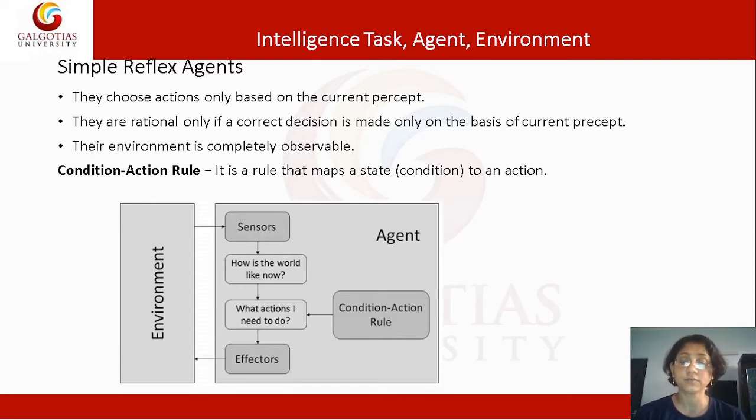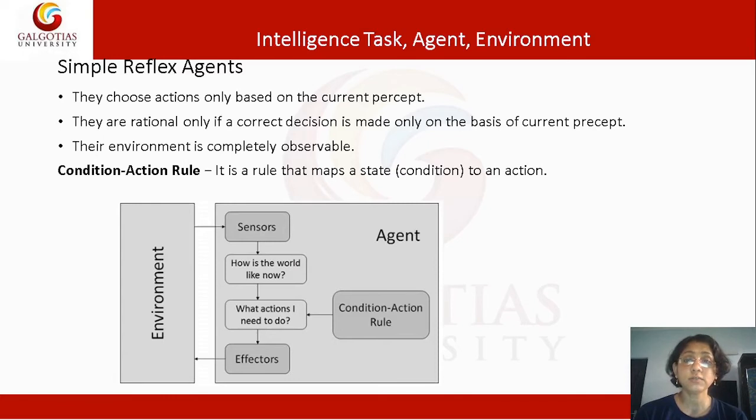Now, there are different kinds of agents that have been demonstrated. This is one of the agents, of course, and we'll be discussing multiple agents. This agent is considered a simple reflex agent, where in the environment we have the agent, and we have a sensor and an effector. They choose action only based on the current percept, what percept it has taken as an input. Like that has been demonstrated: how is the wall now? What action do I need to do based on the current input, which is taken as a perception.